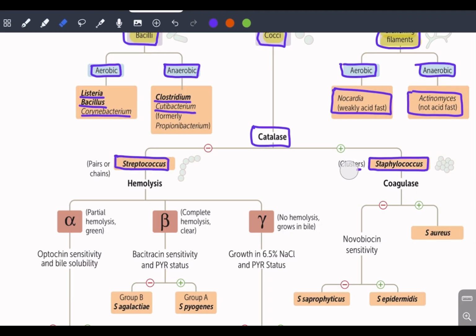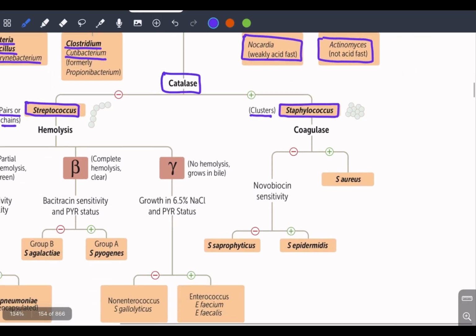So clusters and chains: pairs or chains are formed in the case of Streptococcus, and in the case of Staphylococcus, clusters are formed and they are catalase positive. So remember the catalase test. You can write, it is a test used to differentiate Staphylococcus from Streptococcus. If a bacteria is catalase positive, bubble formation occurs, and this bacteria is Staphylococcus. And if a test is negative, that is catalase negative, then it will be Streptococci.